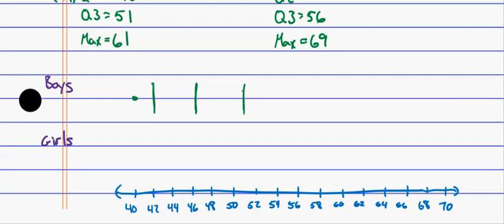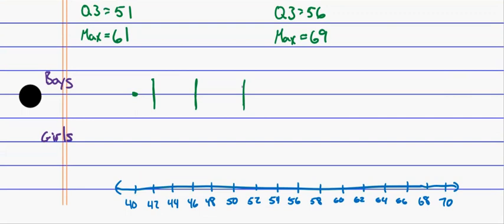And then 61 is the maximum. I connect these with a box. I connect these with those whiskers. And that's my box plot. It kind of shows me how spread out the data is. I can see that the data is more spread out at the top than it is at the bottom. Okay, so there's more drastic differences in the height.